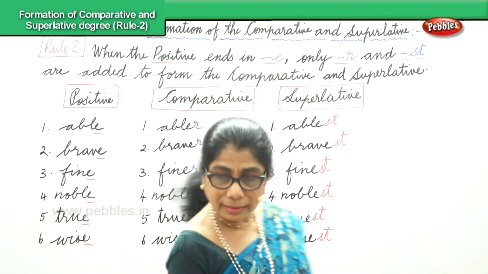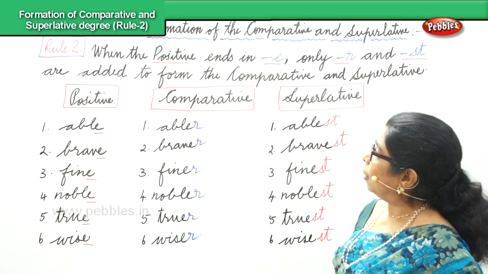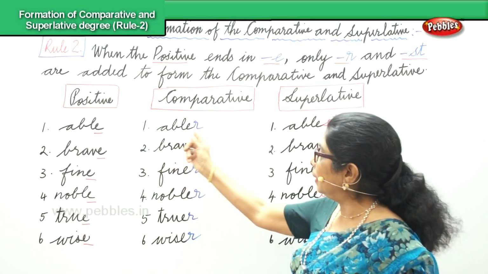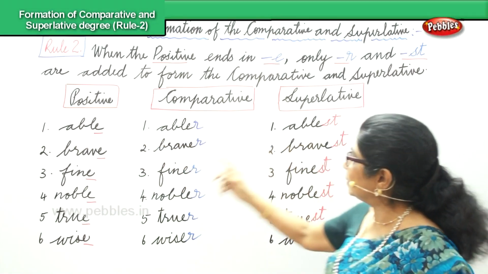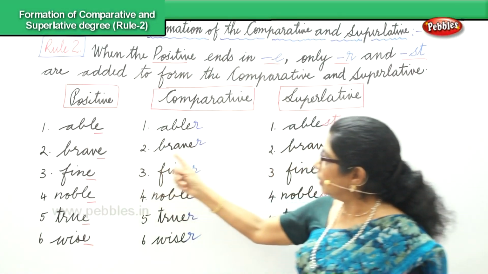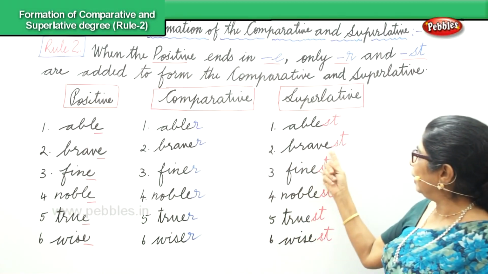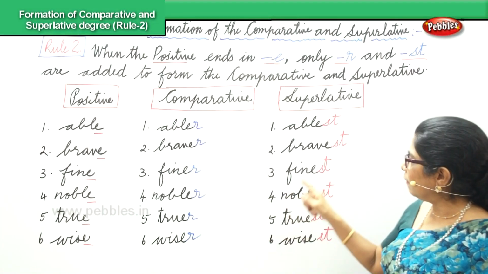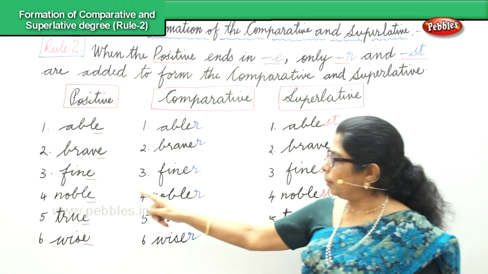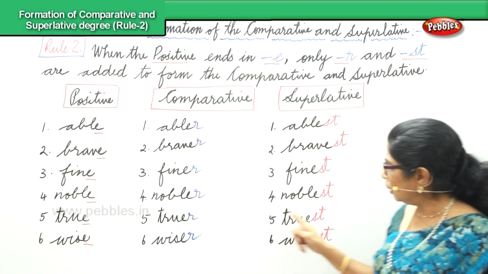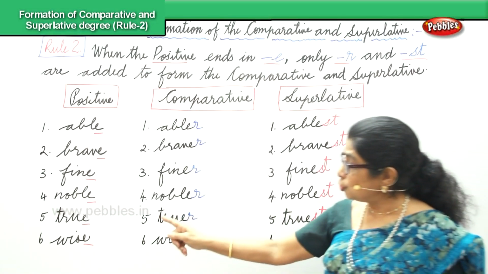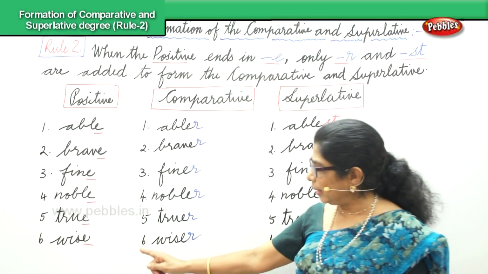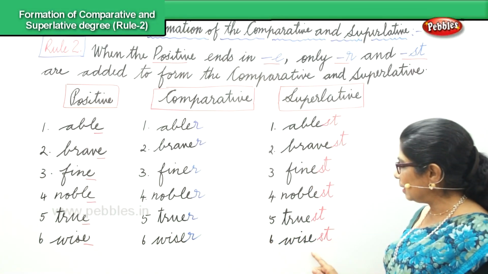Okay, now let's look at the whole thing and read it aloud. Positive, able, abler, ablest. Brave, braver, bravest. Fine, finer, finest. Noble, nobler, noblest. True, truer, truest. Wise, wiser, wisest.